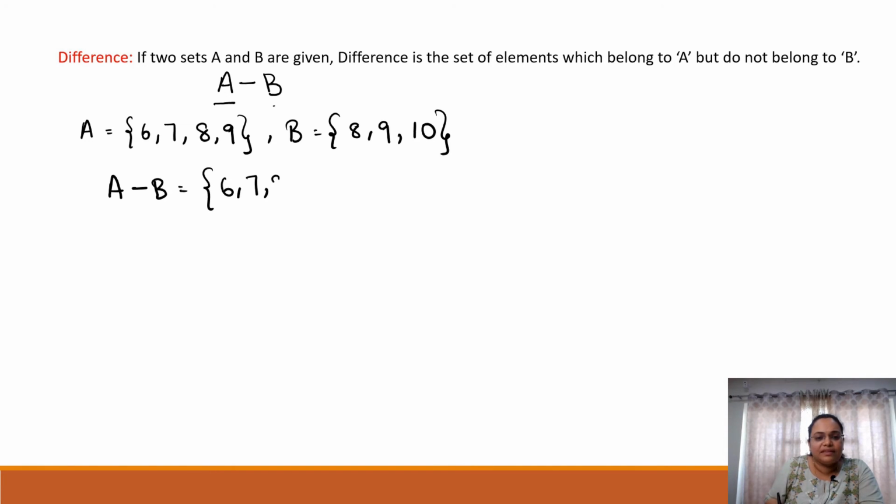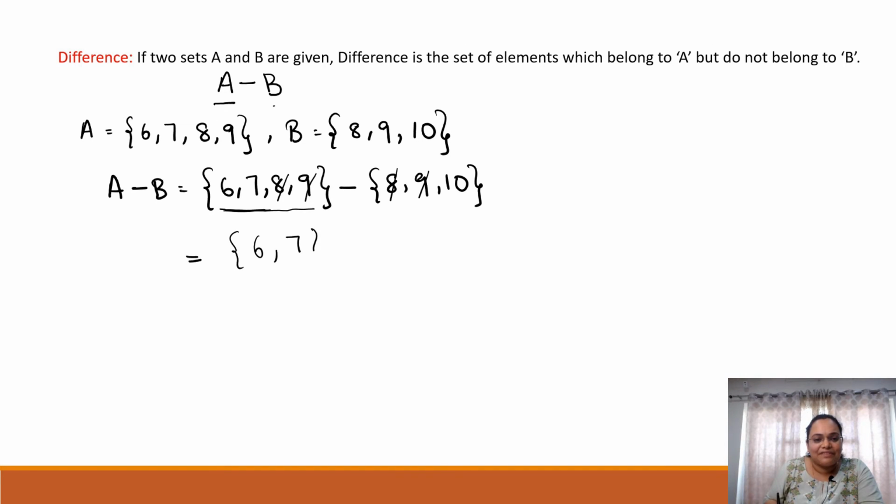{6, 7, 8, 9} minus {8, 9, 10}. Difference is nothing but a set which belongs to set A and does not belong to set B. We will only consider set A. If you have any common elements in set A and set B, you will cancel those elements and take the remaining elements of only set A, which is 6 and 7. This is your A minus B.